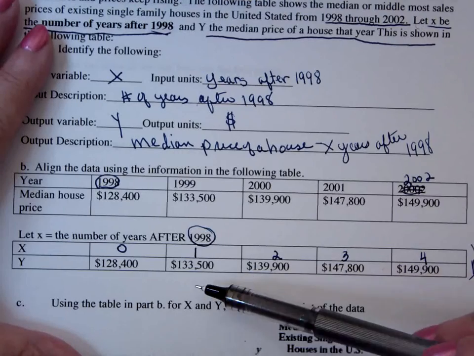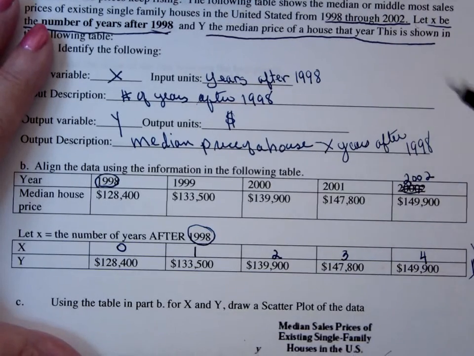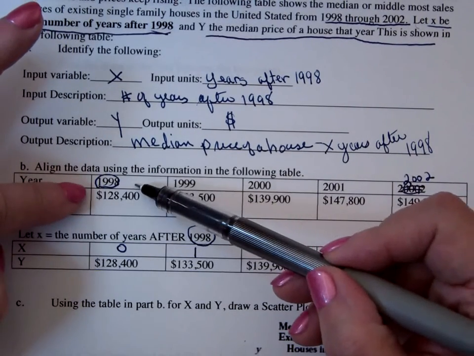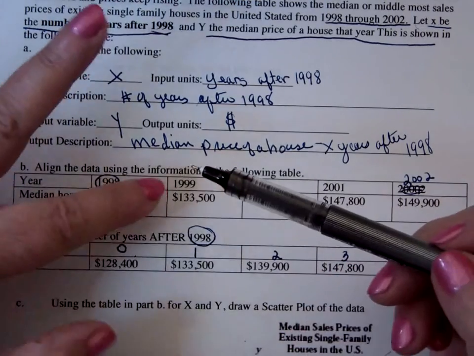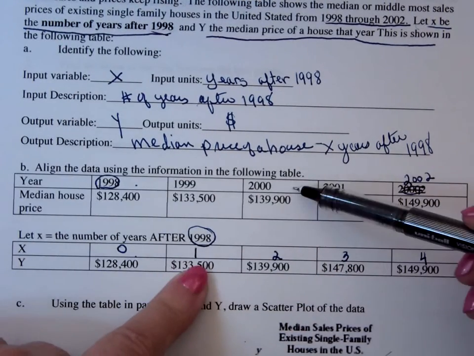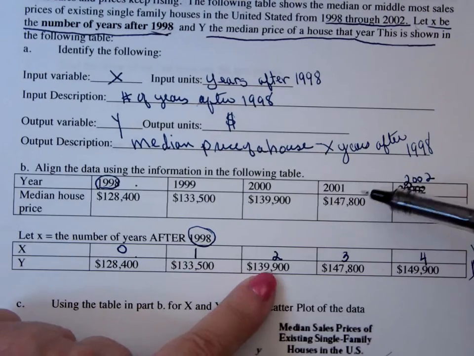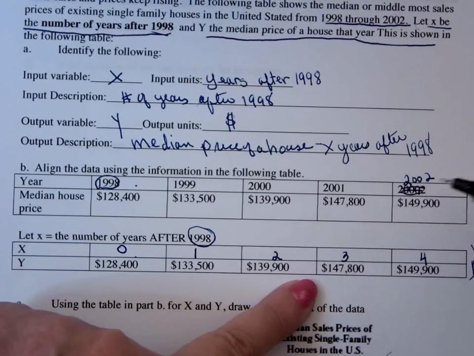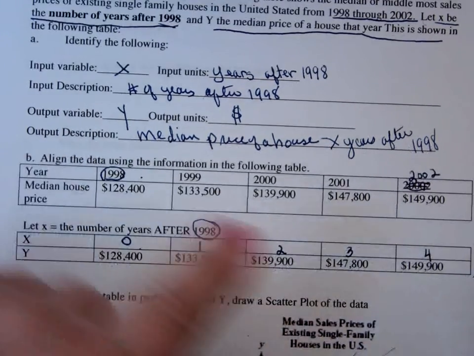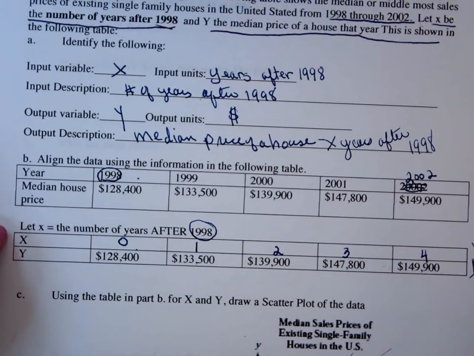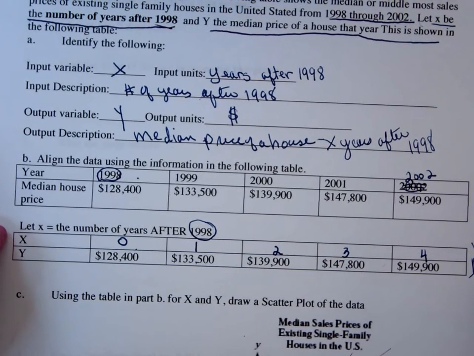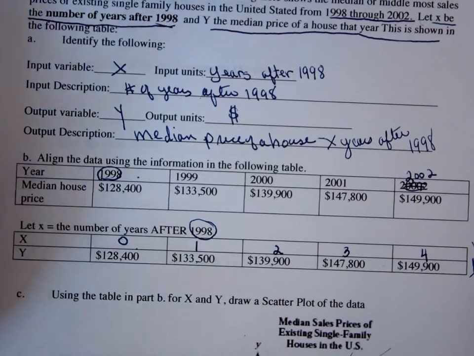And since x is the number of years after 1998, I looked at 1998. It was 0. 1999 is 1 year after. 2000 is 2 years after. 2001 is 3 years after. 2002 is 4 years after. Now that's the data that I'm going to use to graph. That's the data that I would use if I were going to put it into my calculator.